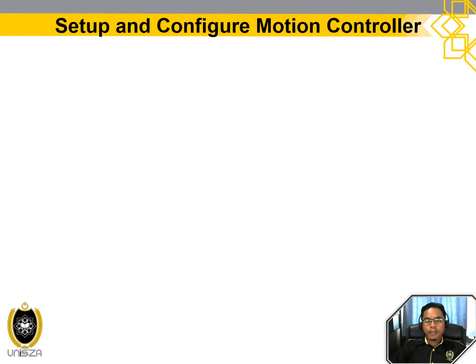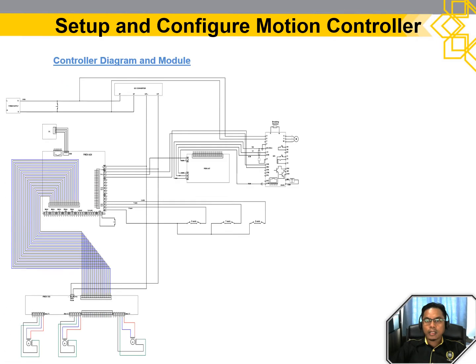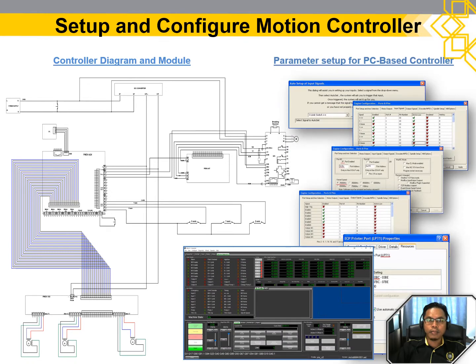The next slide displays an illustration of the controller diagram module, and it also illustrates the PC-based controller parameter configuration. Each setting parameter depends directly on the connection of the wire diagram. For the machine, we use the full license Mach 4 industrial software.